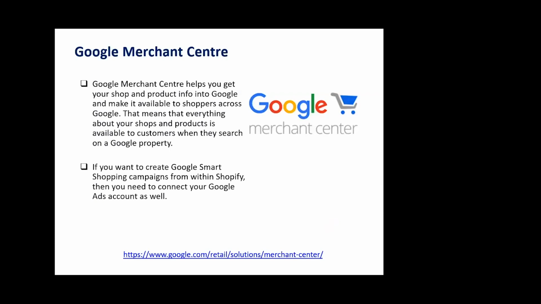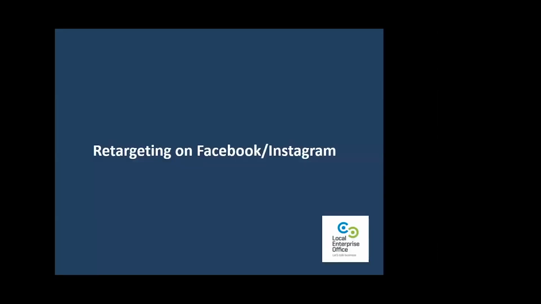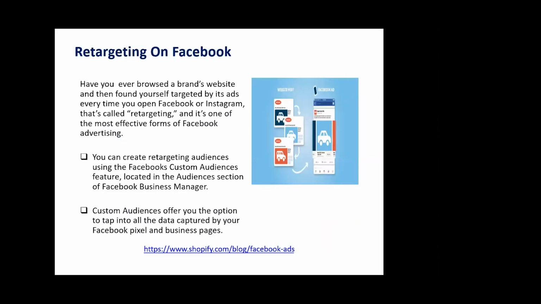So if you want to create Google Smart Shopping campaigns from within Shopify or any of the other platforms, you need to connect to your Google Ads account as well. So these are Google Smart Shopping campaigns here. With Smart Shopping campaigns, your existing product feed and assets are combined with Google's machine learning to show a variety of ads across the various network. So you'll have seen this in terms of shopping ads, etc. Obviously, we don't have the time to go into it in detail today, but it's certainly something I wanted to draw your attention to.